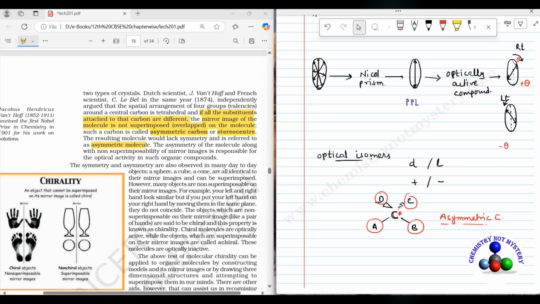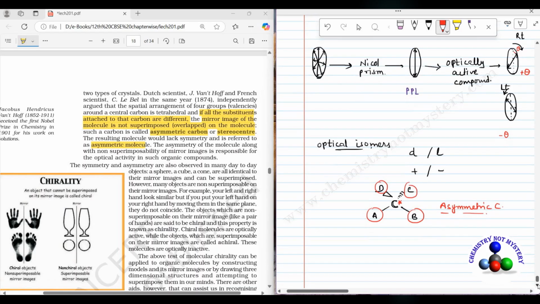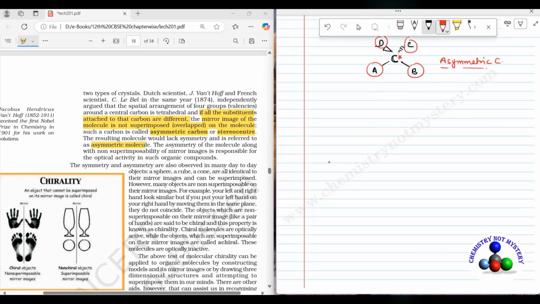So let's draw another structure and place a mirror in front of this molecule. Here I will draw the structure of the above molecule. This is the front bond and this is the rear bond. It is bonded to D, here it is bonded to C, this is B and this is A. Now if I place a mirror in front of this molecule, you will get the mirror image of this molecule.